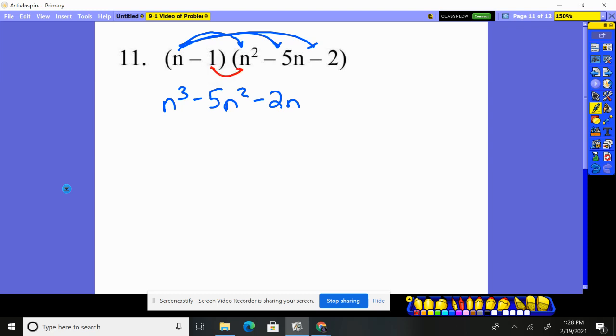Let's now distribute the negative 1 through. That'll be minus an n squared. Negative 1 times a negative 5n is positive 5n. And a negative 1 times a negative 2 is positive 2. All we have to do now is put together pieces that can be put together.